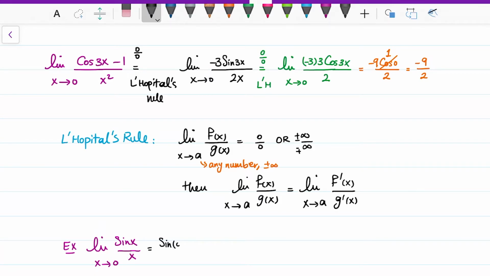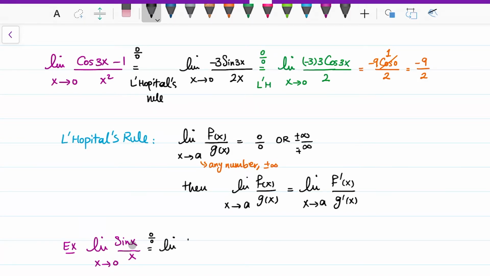I get sine of 0 over 0. Sine of 0 is 0, so I get 0 over 0. That's the case in L'Hopital's rule. So this limit is equal to the limit of the derivatives. I'm going to remove this one because it's an indeterminate case, and I'm going to write 0 over 0 just to remind myself that this is the reason that I'm using L'Hopital's rule. So this would be the limit.